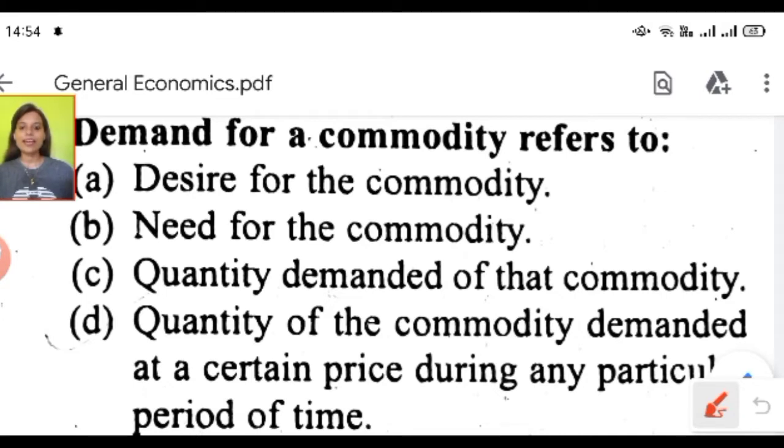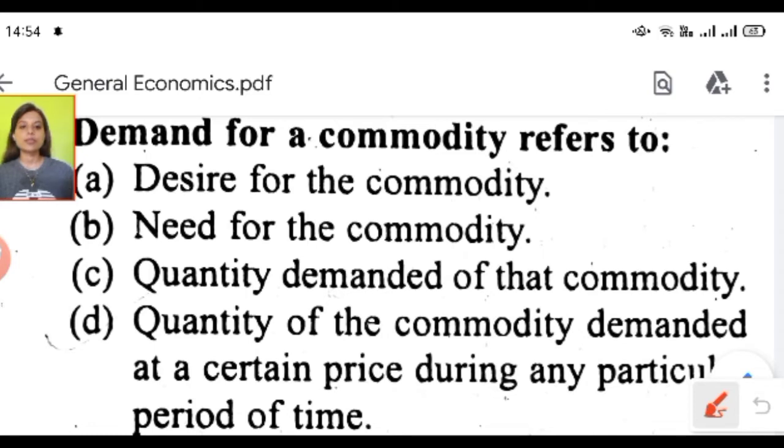My name is Ashmita, and in today's class we are going to discuss certain questions, that is multiple choice questions based on general economics. So let's start discussing the questions which are provided to you on the screen.